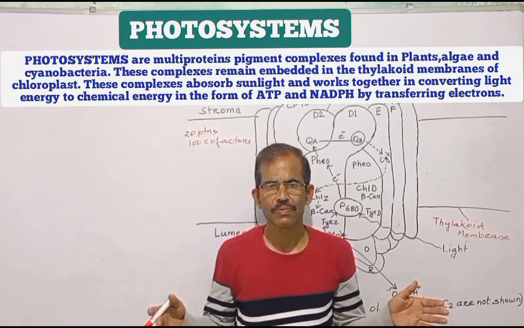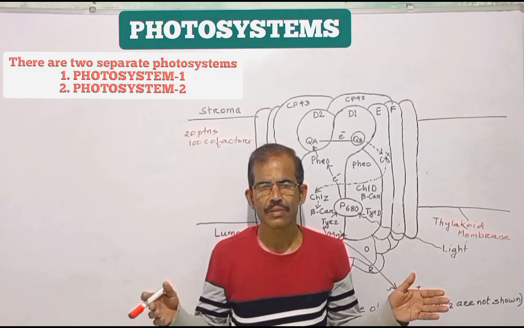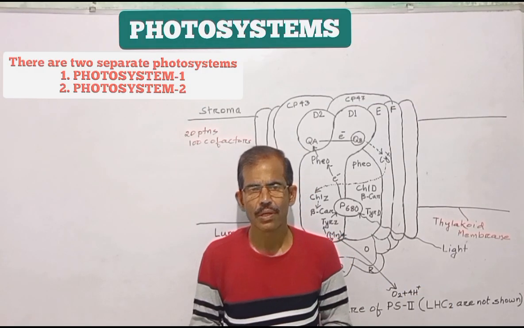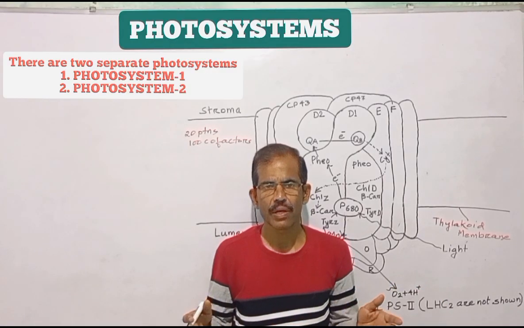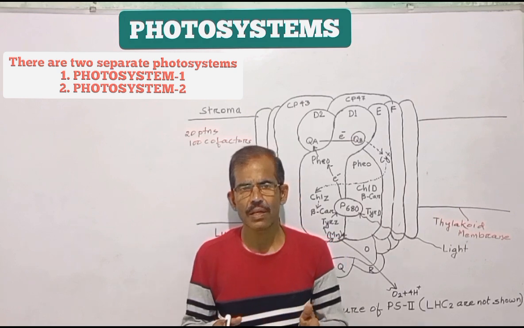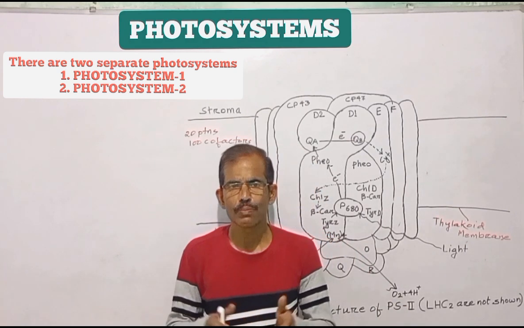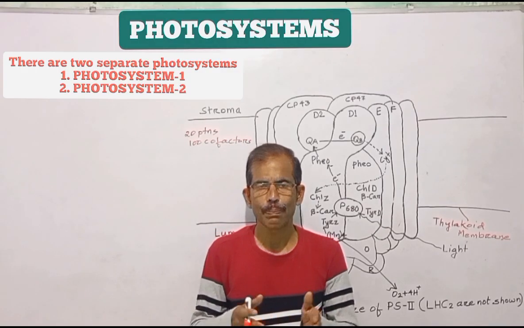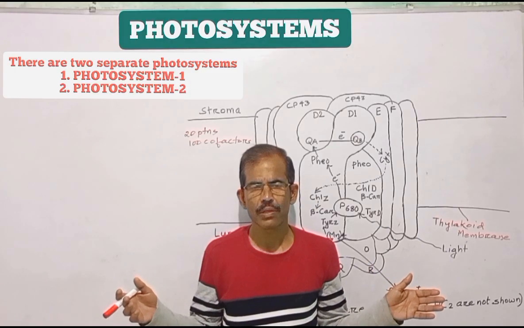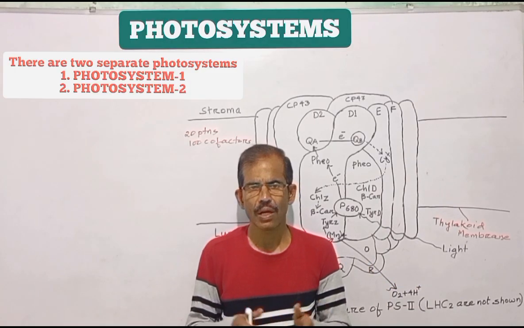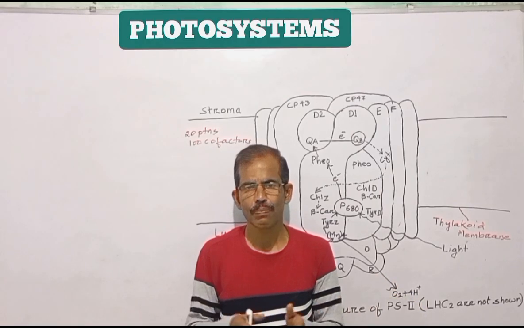Both photosystems absorb light and work together in converting light energy into chemical energy in the form of ATP and NADPH by transferring electrons. First, let us know about photosystem 2. Photosystem 2 is the first protein pigment complex in the light reaction. It splits water molecules, releasing oxygen into the atmosphere and providing high energy electrons to photosystem 1.